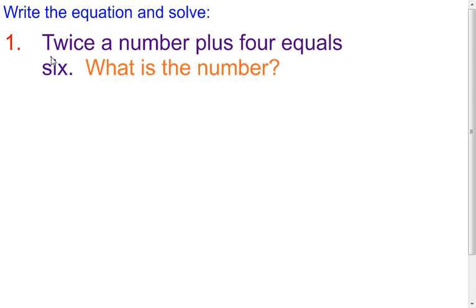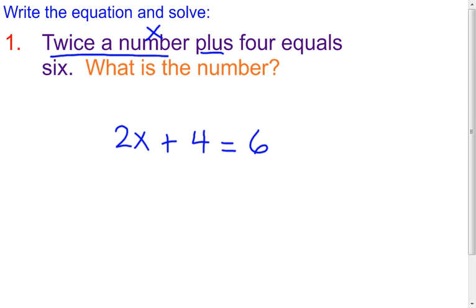So twice a number. Twice obviously goes with the number 2. We don't know what the number is. I am going to call that number x. So I don't know what x is. So twice a number would be 2 times x, which we would write as 2x, plus, obviously means to add, 4 equals 6. Okay, so that one was pretty basic to translate.